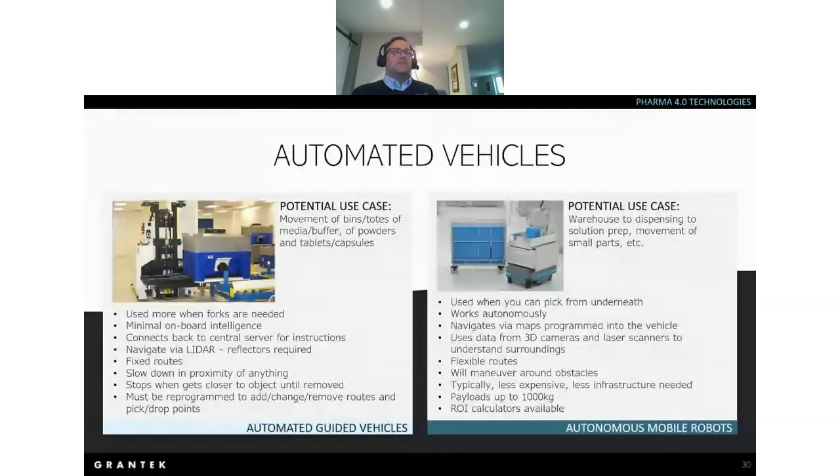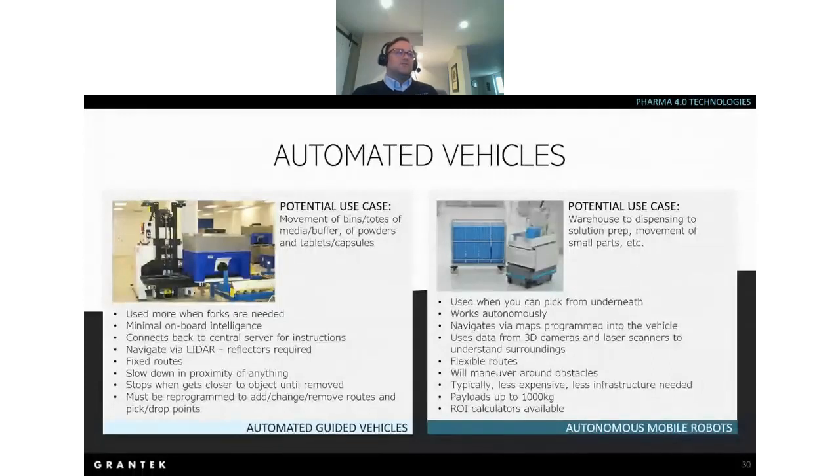AGVs are larger and are typically used for heavier payloads where forks are needed. They have minimal intelligence on board and travel via fixed routes, navigating through LiDAR. If you want to change the route of a vehicle later on, you need to reteach the vehicle. We've used them for moving around large containers of liquids, powders, or in-process product.